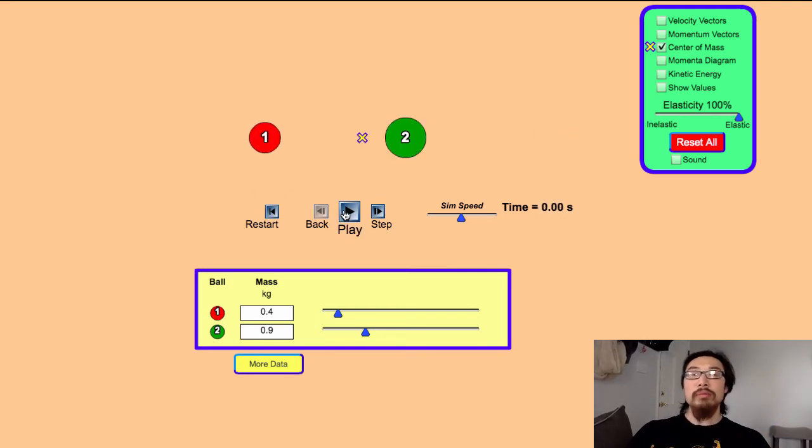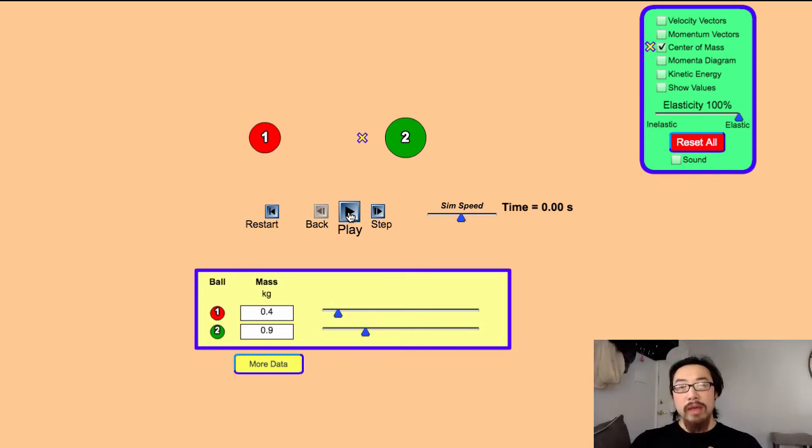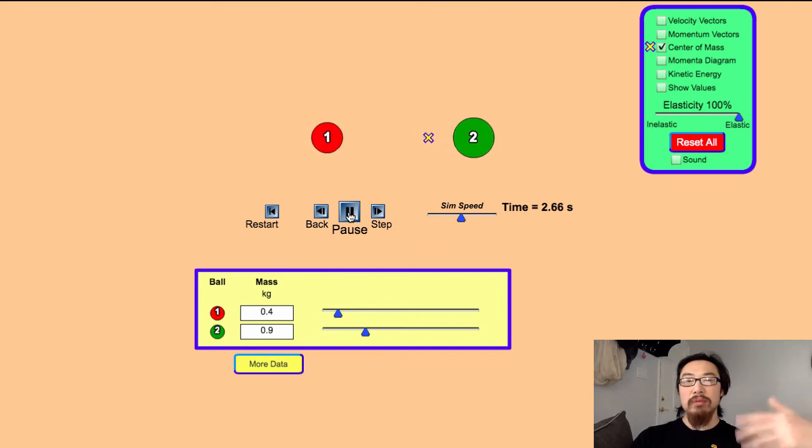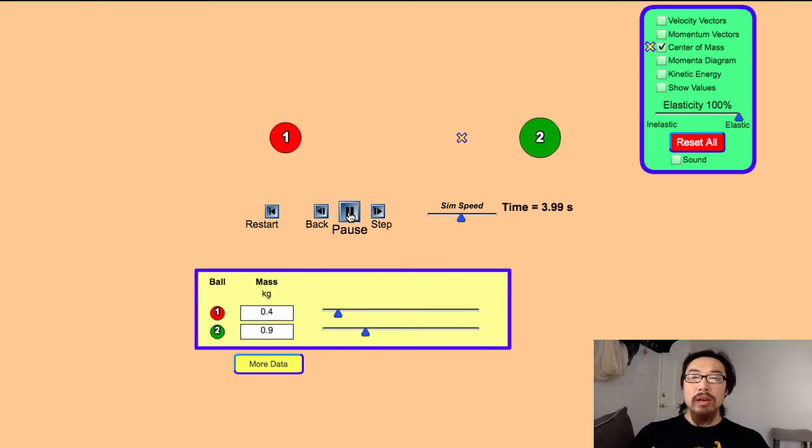Now, we've done many problems where we could figure out the before velocity and the after velocity, but now we have to start thinking about this in terms of the center of mass. Before the collision, the center of mass had a certain momentum, and after the collision, the center of mass must have the same momentum. Right? So that's for elastic collisions.